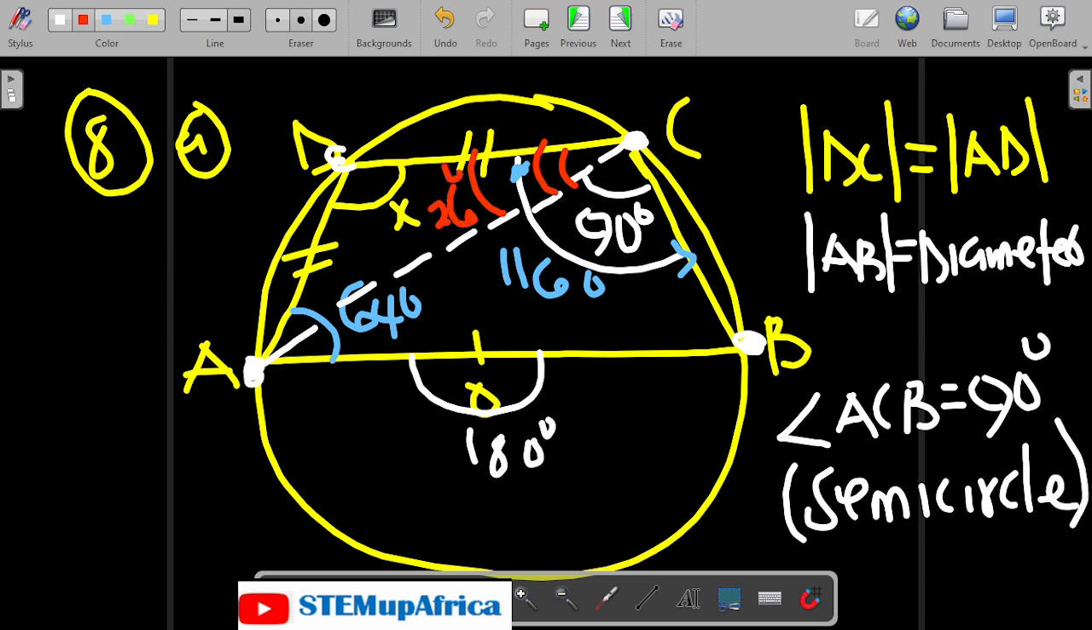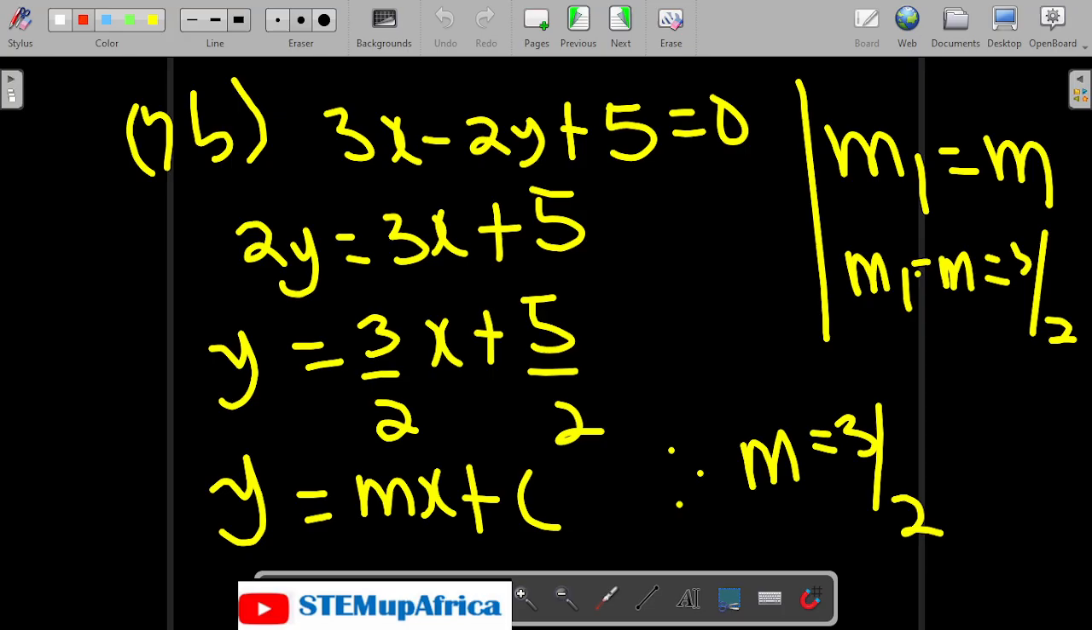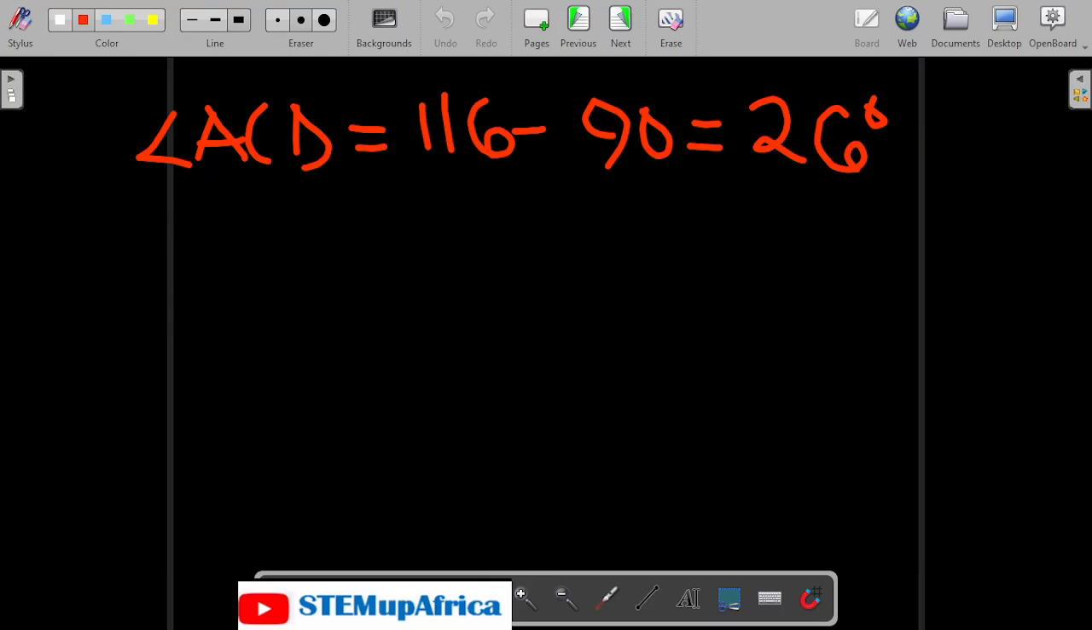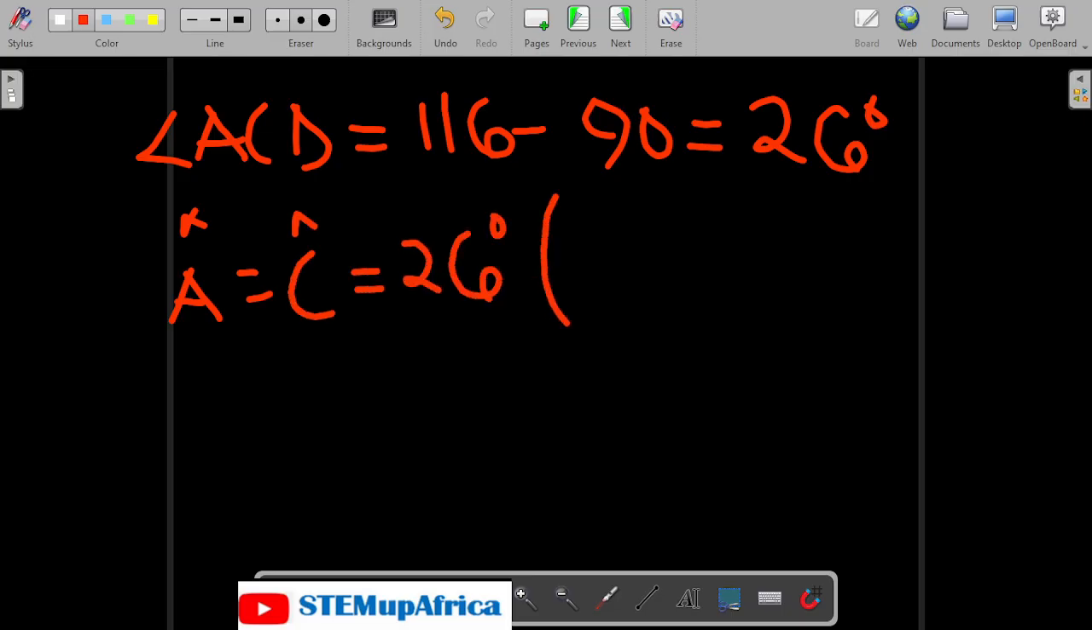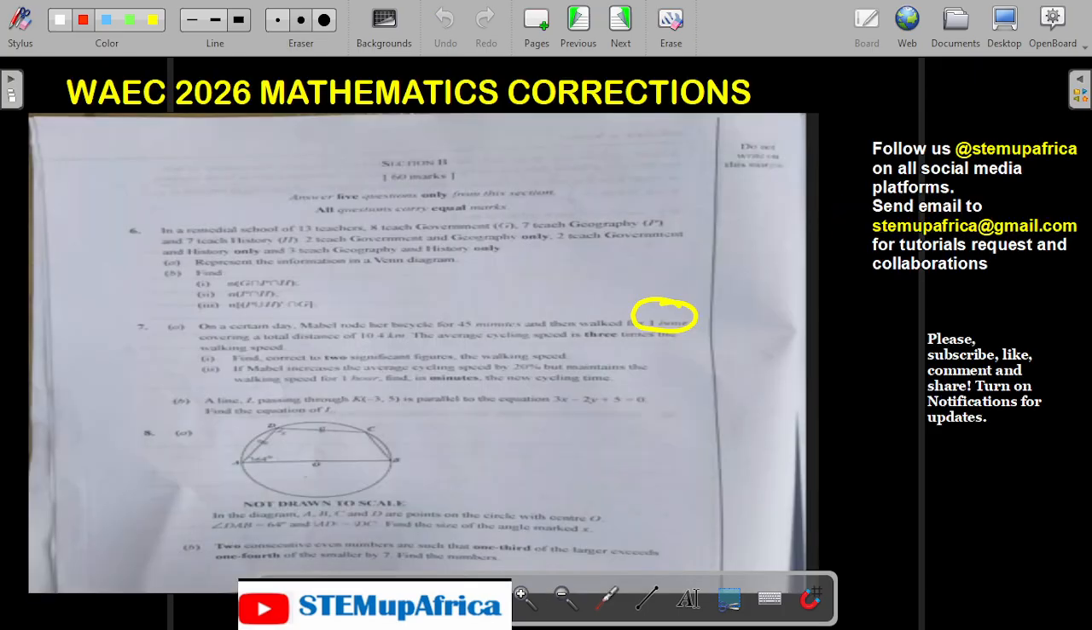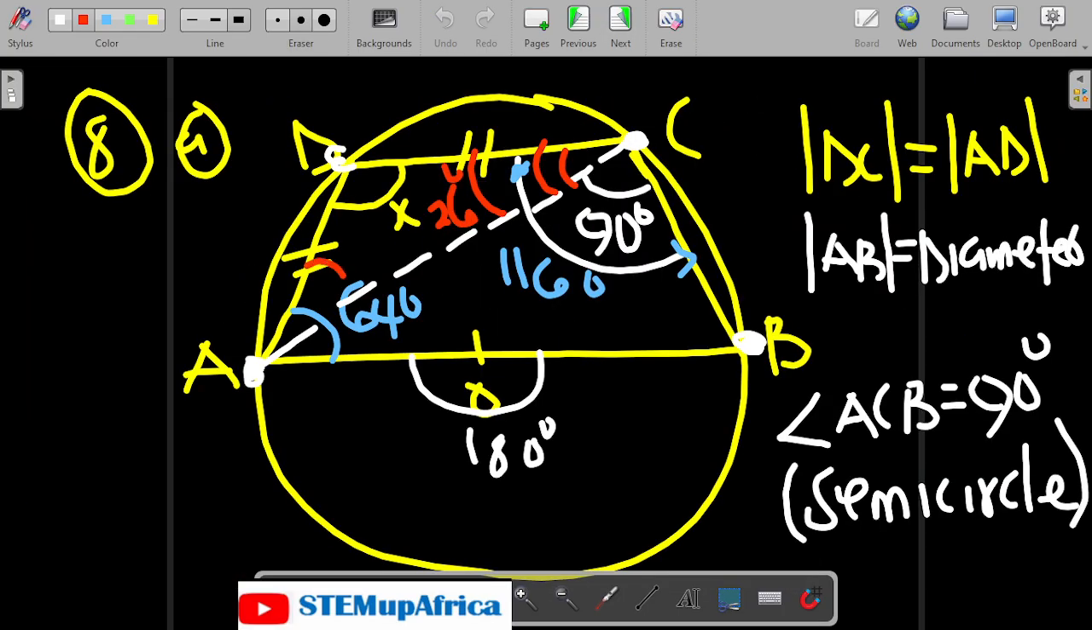And don't forget, we are told that angle A is the same as angle C, both of them based on an isosceles triangle. So I will have that angle A is equal to angle C. That means both of them are 26 degrees, because it is an isosceles triangle. So if I go back, that means this angle here is also 26 degrees.